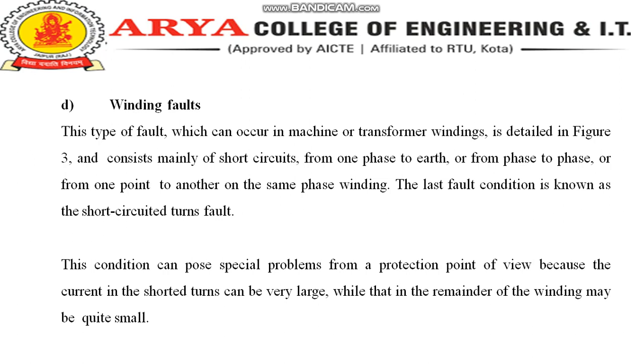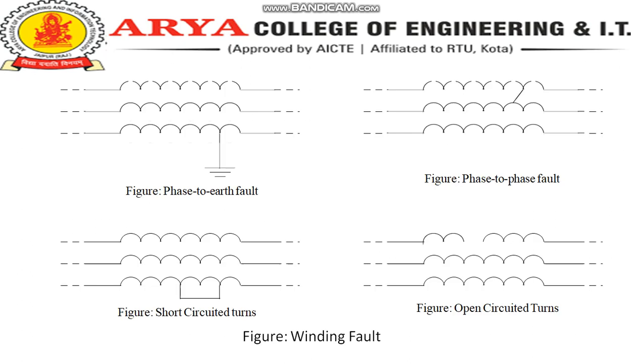This type of fault, which can occur in machine and transformer windings, consists mainly of short circuits from one phase to earth. It is a special problem from a protection point of view, because the current in the shorted turns can be very large while that in the remainder of the winding may be quite small.